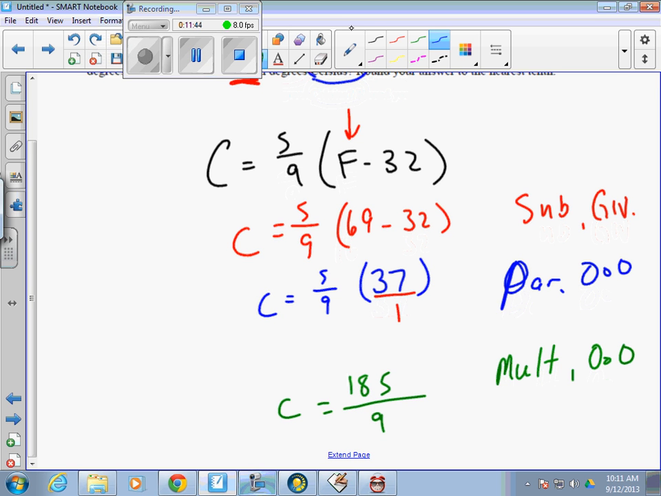Back to the video. And it says 185 divided by 9. When you divide that, you get 37.8. And it says round to the nearest tenth. So Celsius degrees is 37.8. And that last step, all it is is dividing because of order of operations.